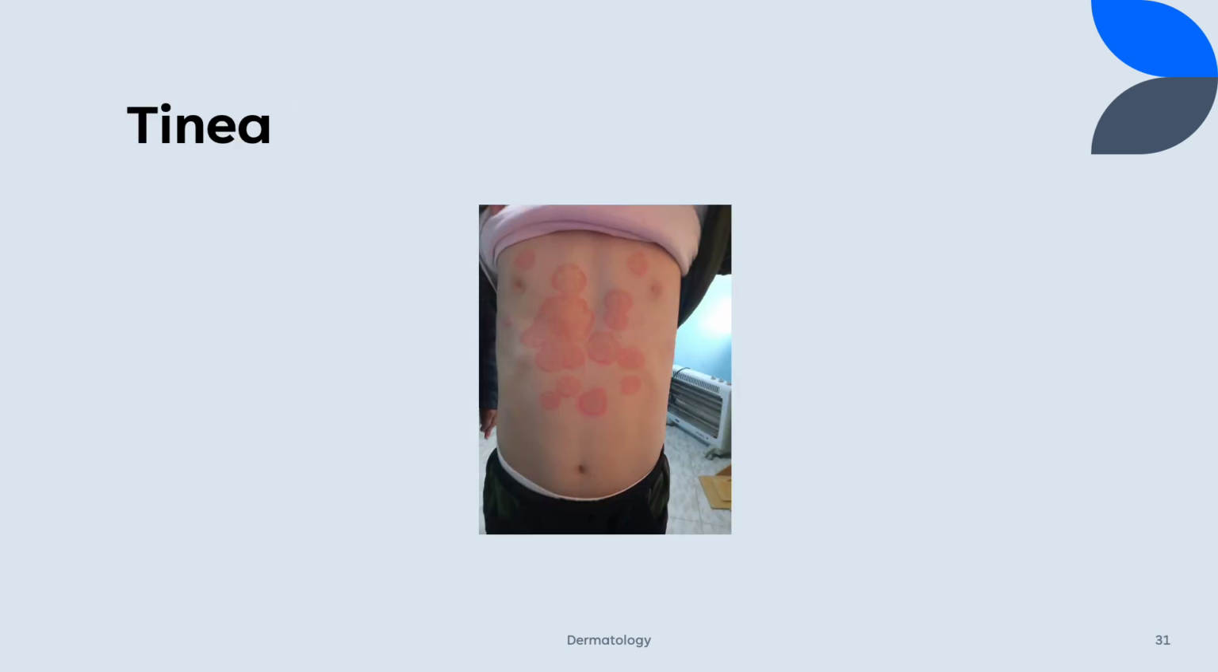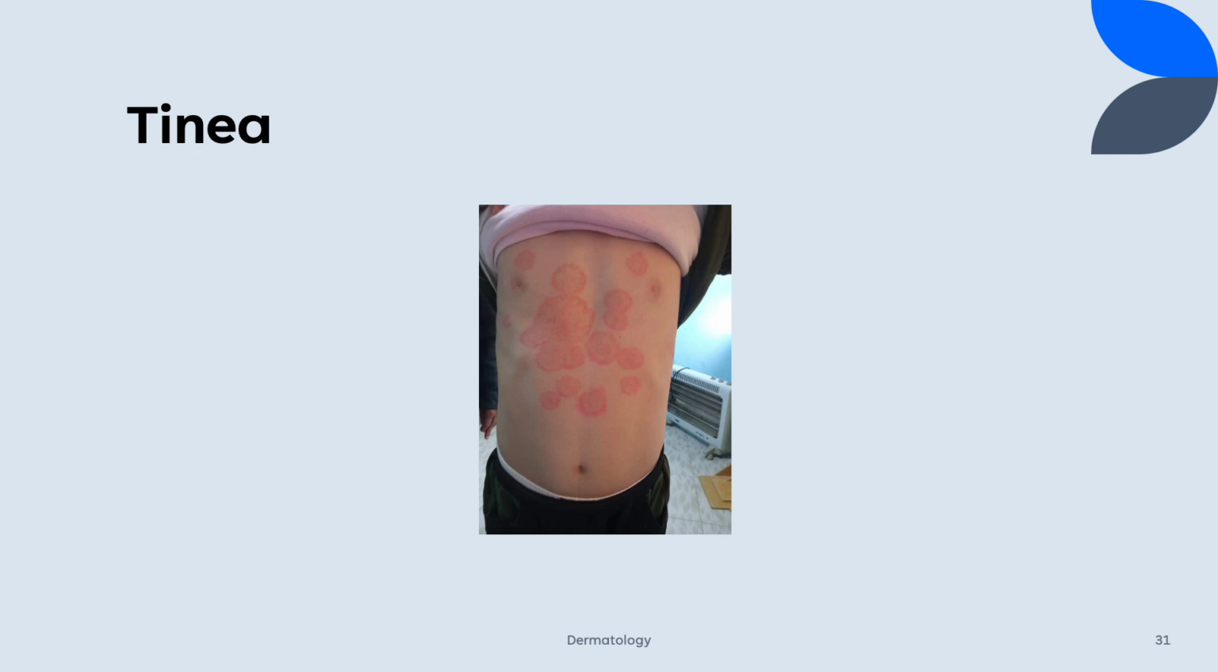Tinea is a common group of fungal infections that can affect various parts of the body. It's caused by various fungi, and these infections can be transmitted through direct skin contact as well as through contaminated surfaces like towels, gym equipment, and floors. Symptoms of tinea vary depending on the specific type of infection, but they commonly include itching, redness, and a characteristic scaly ring-like rash. This appearance is often what leads to the colloquial name ringworm.